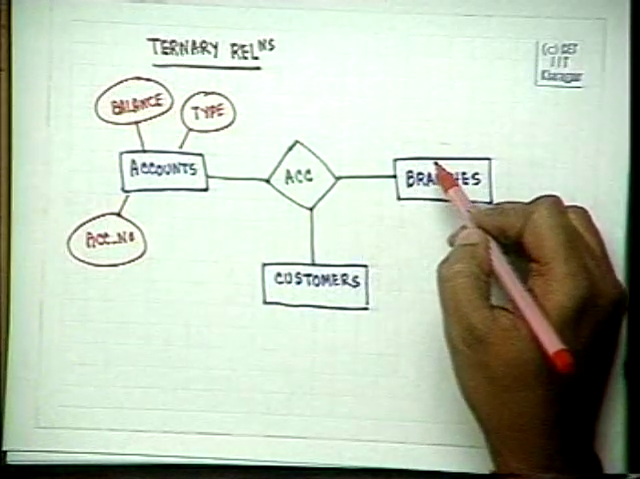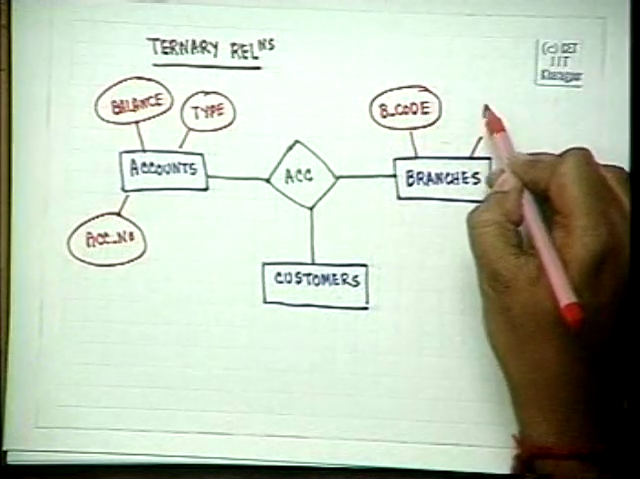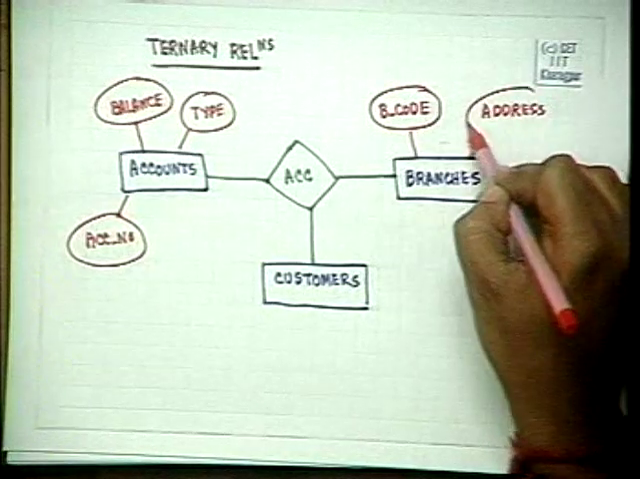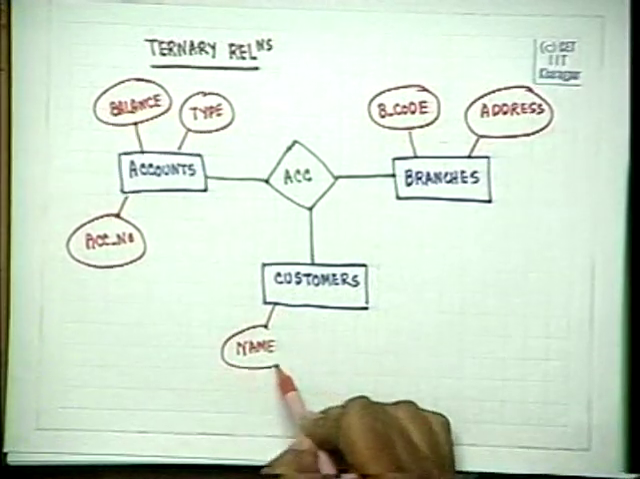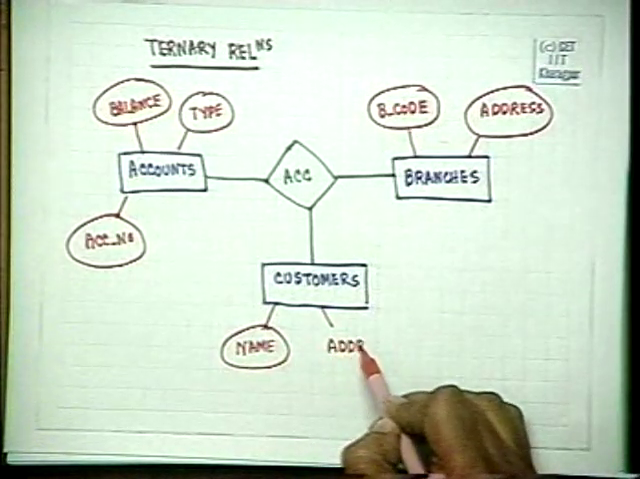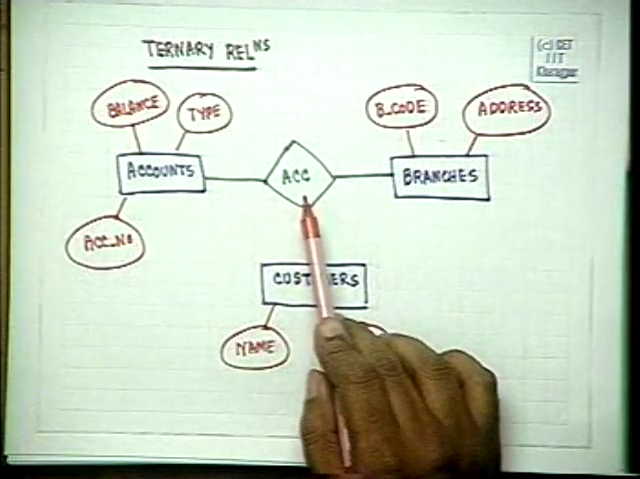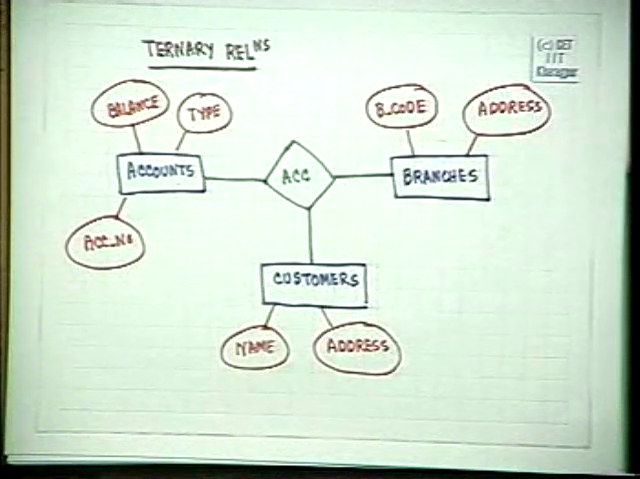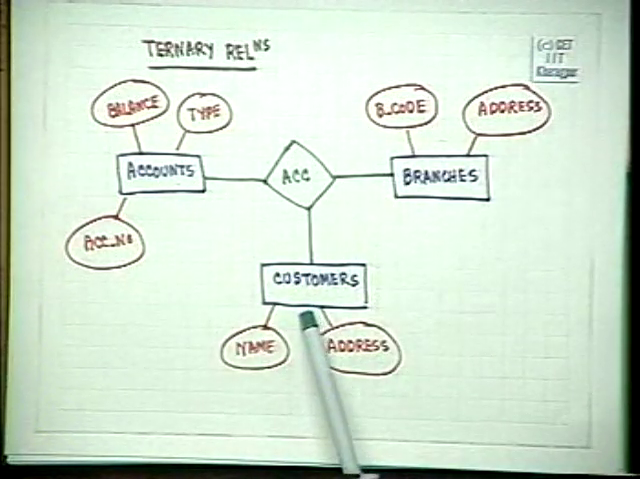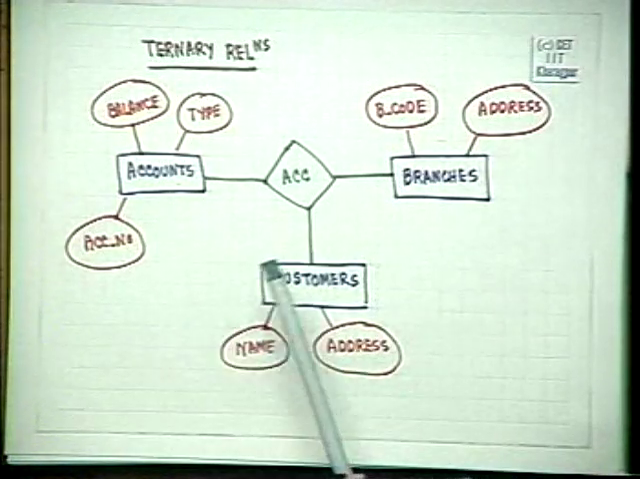we have got the branches and we have got the customers, and we have a relationship which says that this customer has an account, this account in this branch. So we have got 3 entities and a relationship combining all the 3 entities. So a relationship need not necessarily be a binary relationship. In fact, it need not necessarily be a ternary relationship. You may have 4 entities participating in a relationship.